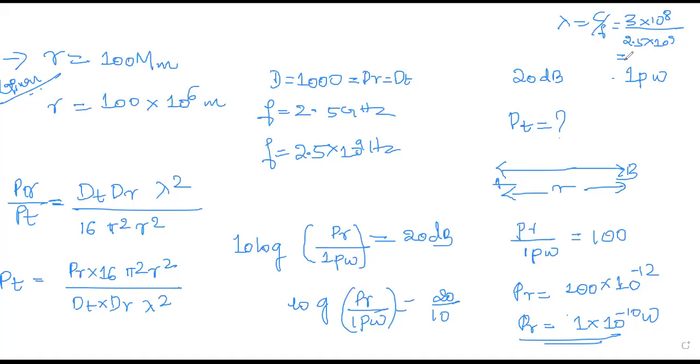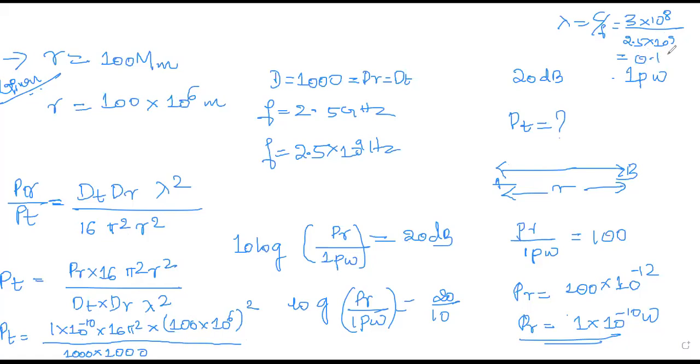How much is the value of lambda? 0.12 meter. Just convert it and write it here, 0.12 meter square. Calculate how much power, the transmitted power, you are getting.